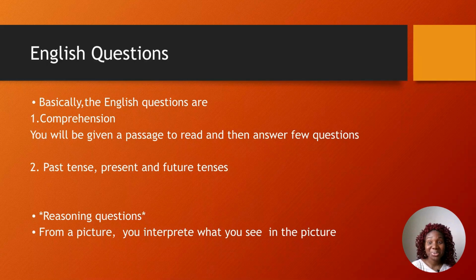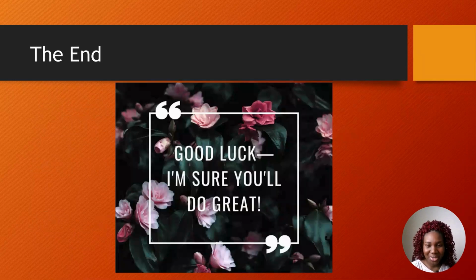I don't know what your own time is going to be. What I just said is what I was asked in my own time. So you might be given maybe a chart for you to interpret, or a different kind of picture for you to interpret, you know. But just know that the reasoning question is something you just look at and then anything you see, you just answer.